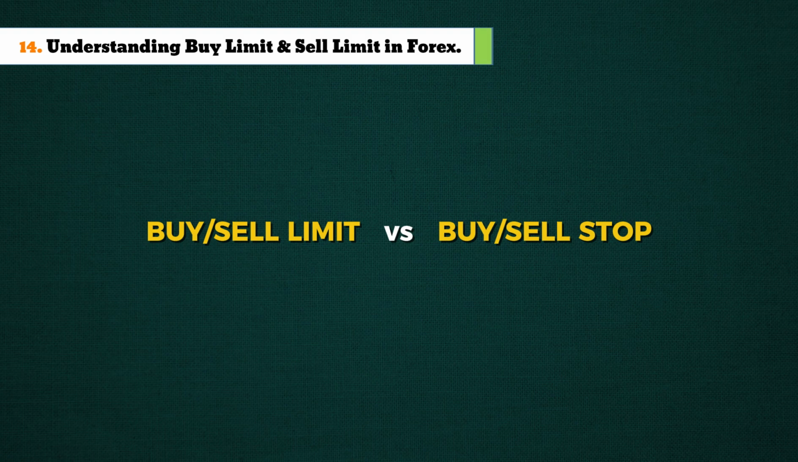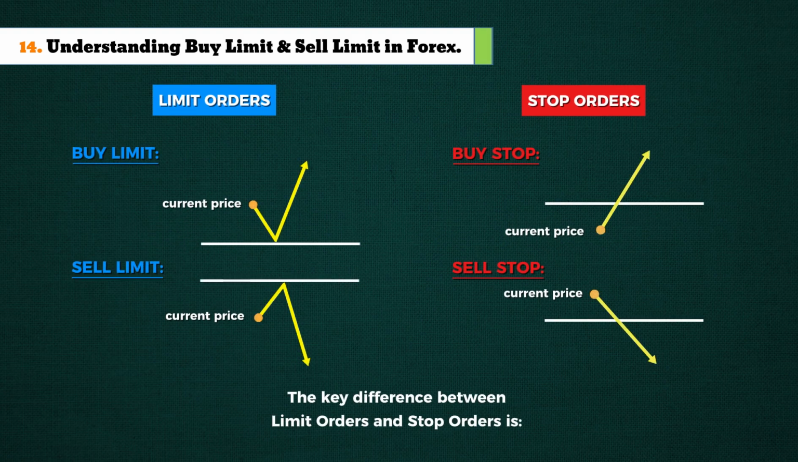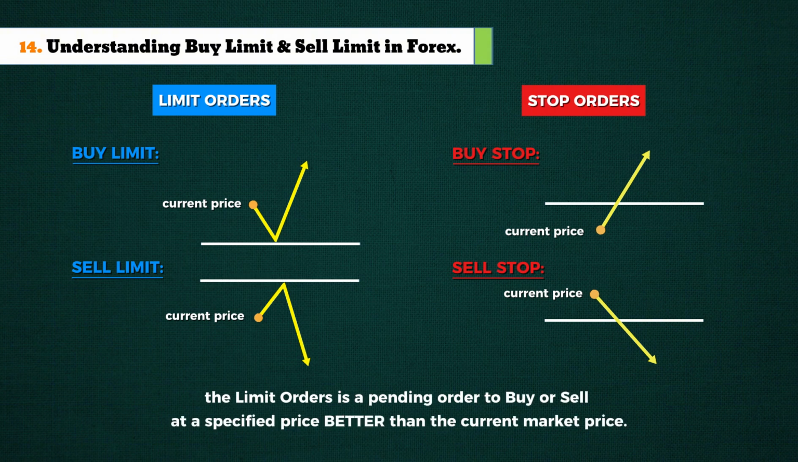The difference between buy and sell limit and buy and sell stop orders. The key difference between limit orders and stop orders is: a limit order is a pending order to buy or sell at a specified price better than the current market price, while a stop order is a pending order to buy or sell at a specified price worse than the current market price.